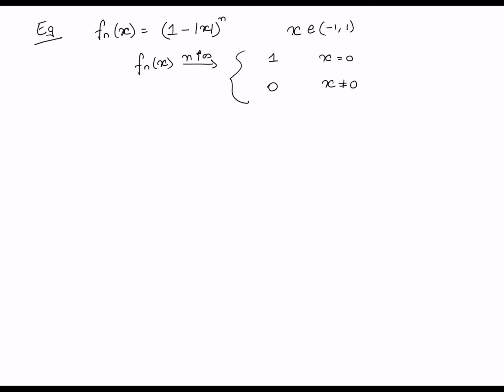All right. So in this case, you do have a pointwise limit, but the pointwise limit is obviously discontinuous. It is 0 everywhere other than the origin. At the origin, it is equal to 1. So each of the fn's is continuous, but the pointwise limit is not.